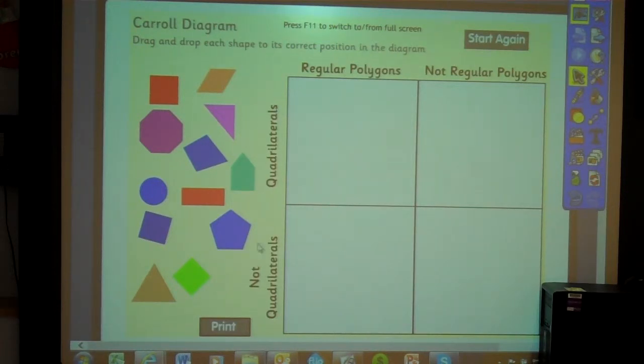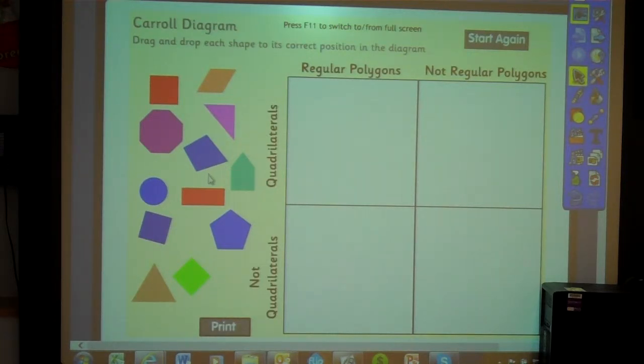So along the side here you've got two choices to make. Quadrilateral means it's four-sided. So if it's not a quadrilateral, if it's not four-sided, it goes in one of these two boxes here. If it is a quadrilateral, if it is four-sided, it goes in one of these two boxes here. So the second choice you have to make is whether it's a regular two-dimensional shape or not a regular two-dimensional shape. Now regular means that the sides are exactly the same length.